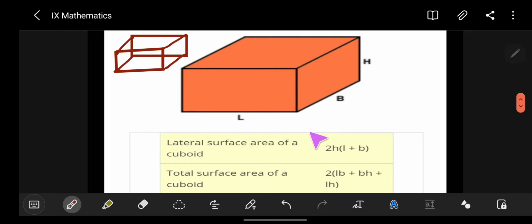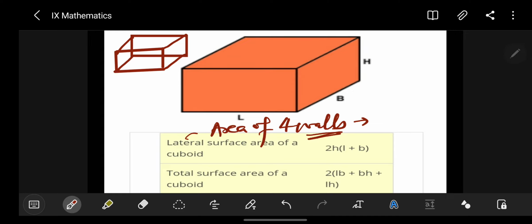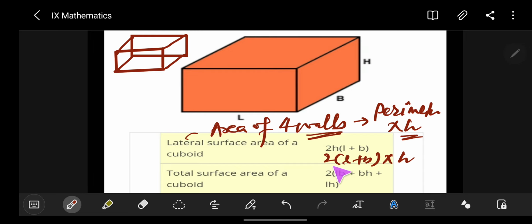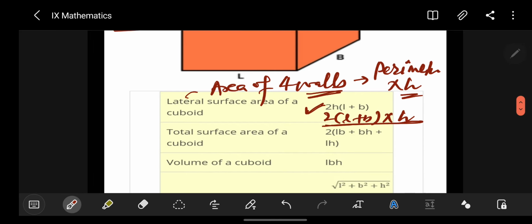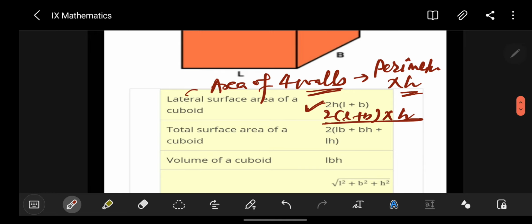Finding the lateral surface area, which is also called the area of 4 walls, which you have already learned in your previous classes. The area of 4 walls is given as perimeter multiplied by height. The perimeter is twice of L plus B, multiplied by H, which is simply written as 2H(L plus B). Area is in square units, that is the unit of lateral surface area.